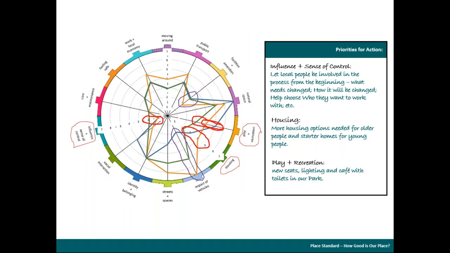Here's another example, and again, it's showing you how you can begin to look at the priorities for action where certain dimensions are coming close together. In this example, it's around the priorities to improve influence and sense of control, housing, and play and recreation. And this is just an illustration of the sort of things that will come up. But of course, if you're working with hundreds of individuals within the community, you generate lots of really, really good ideas.